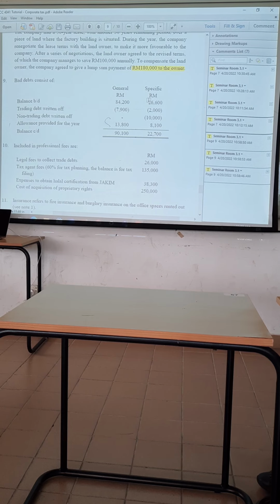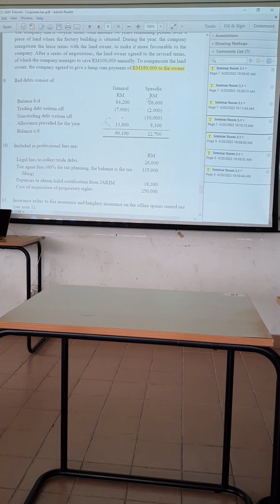There's an increase in the provision made during the year. Is general provision allowed? Not allowed. So if there is an increase in provision, add back the increase. But if there is a decrease, then you minus. That is the first method.